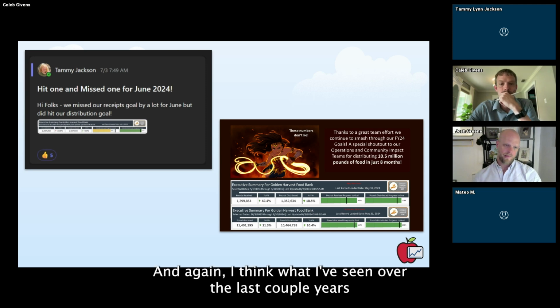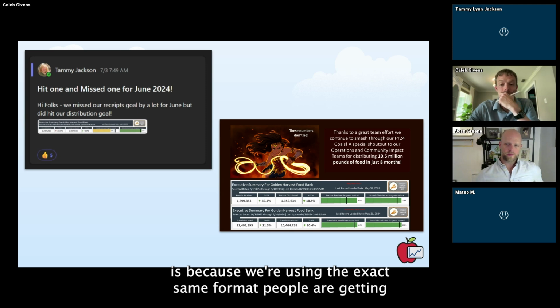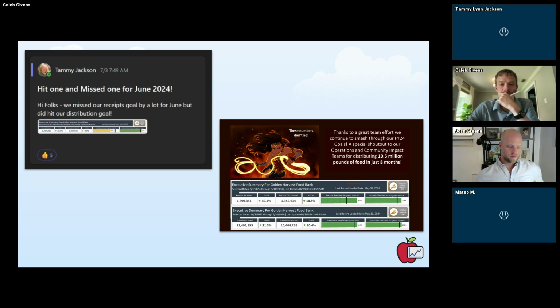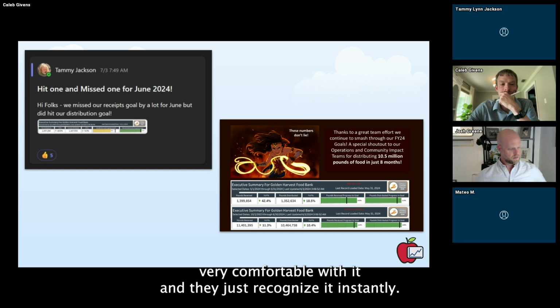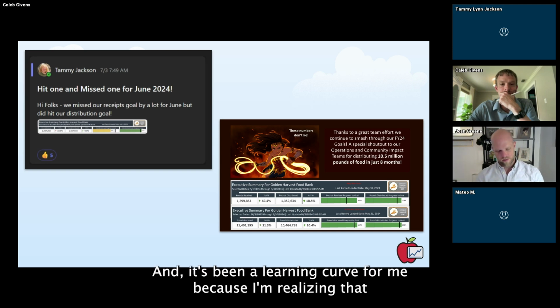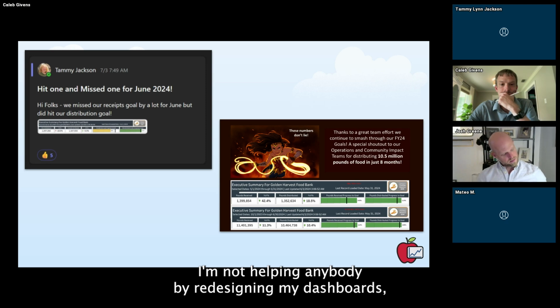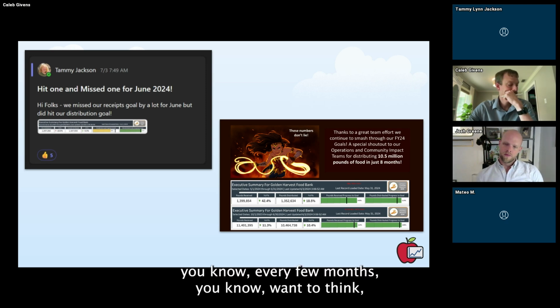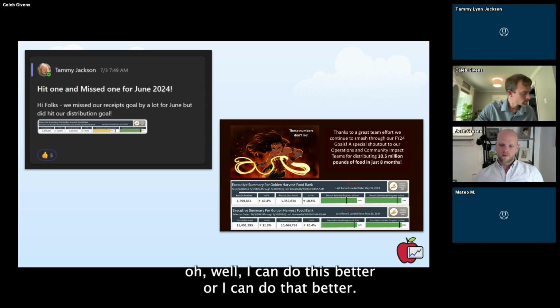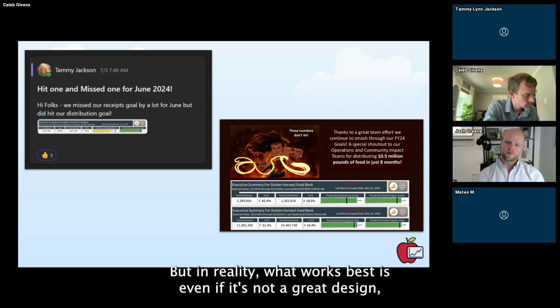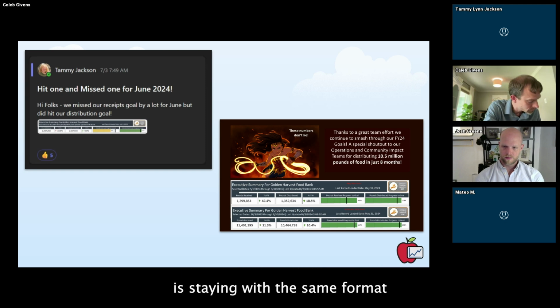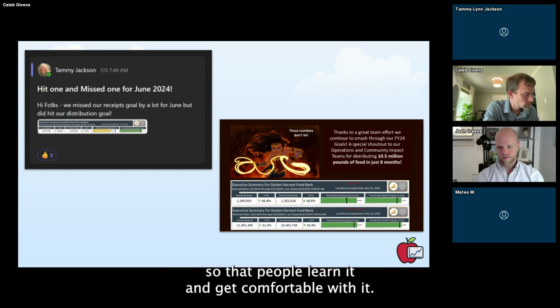And again, I think what I've seen over the last couple years is because we're using the exact same format, people are getting very comfortable with it and they just recognize it instantly. And it's been a learning curve for me because I'm realizing that I'm not helping anybody by redesigning my dashboards every few months, when I think, oh, well, I can do this better or I can do that better. But in reality, what works best, even if it's not a great design, is staying with the same format so that people learn it and get comfortable with it.